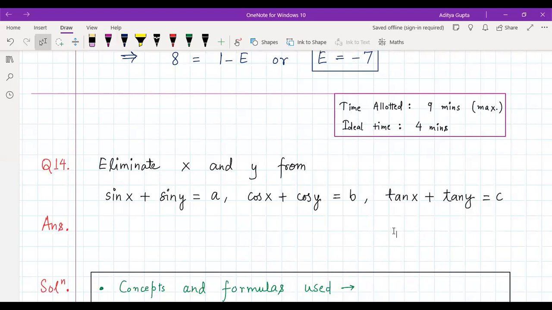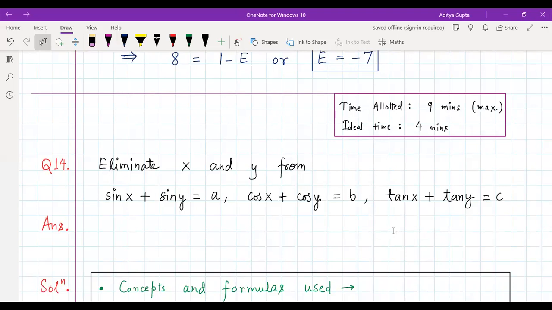So today we have another question, question number 14 from the chapter of trigonometry, in which we are being asked to eliminate x and y from the given set of equations. Now, obviously, we are given three equations and two variables we have to eliminate. So that is certainly possible, because to eliminate n variables, we must have n plus 1 equations.